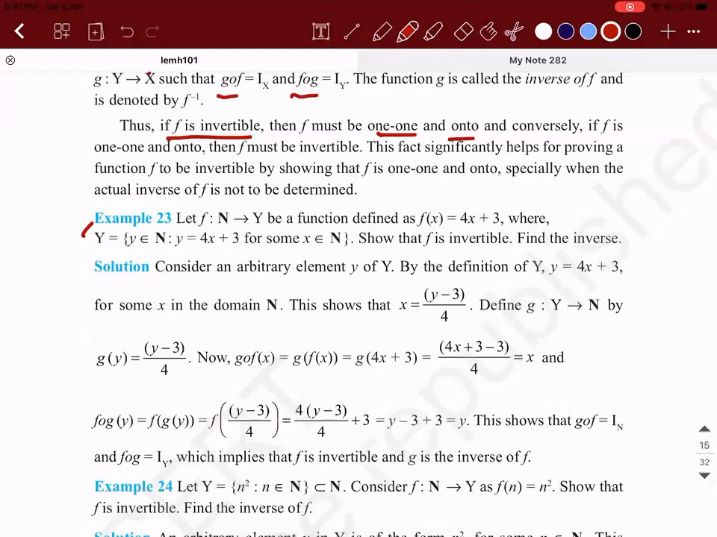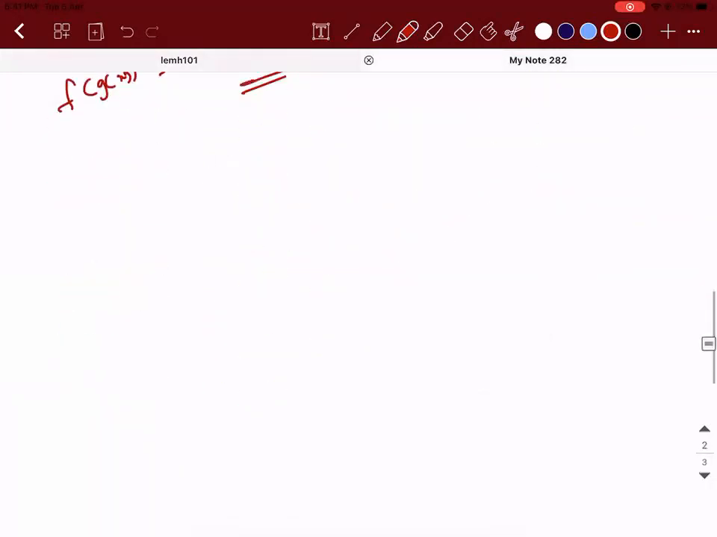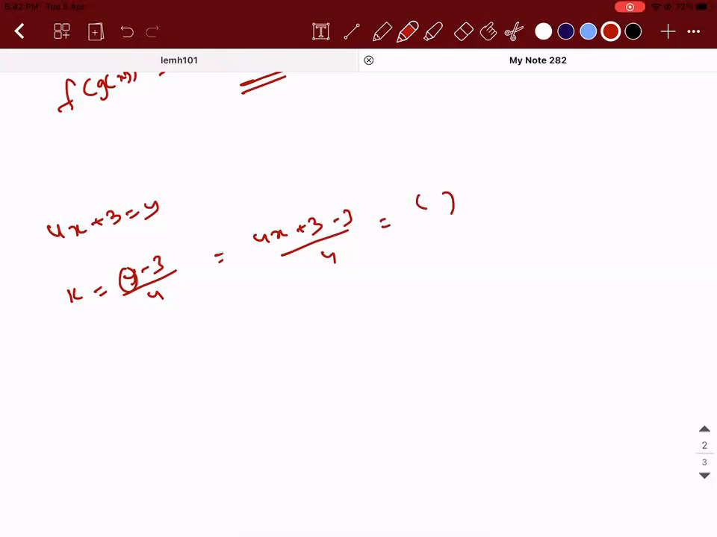So I told you certain steps for onto function, right? So x will be equal to y minus 3 by 4. So what are the values of y that you're allowed to substitute? So it need not be 7. See, for example, y is nothing but 4x plus 3. Then 4x plus 3 minus 3 by 4. So what is it going to give you? Some x. So what is happening is that value is a natural number.